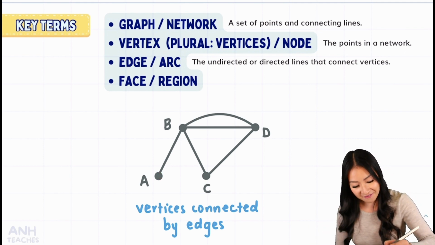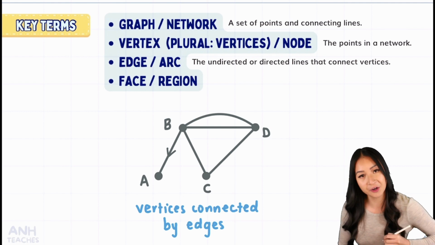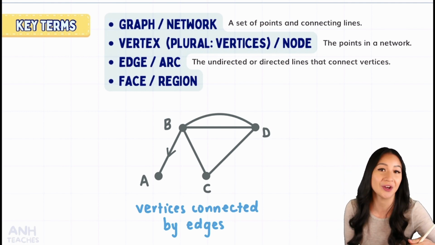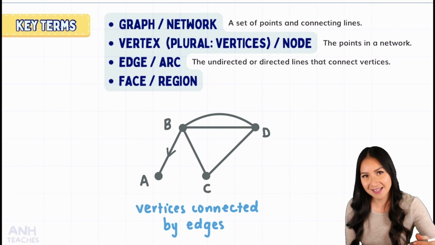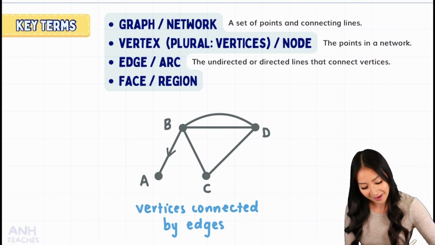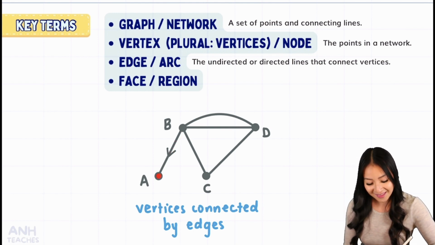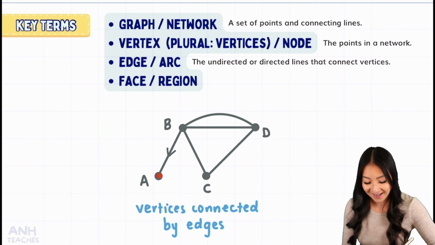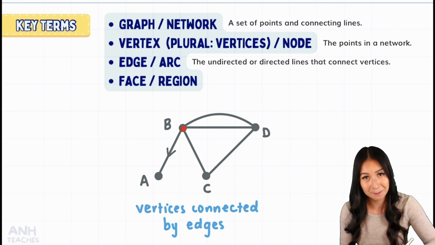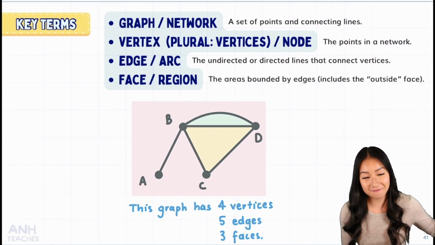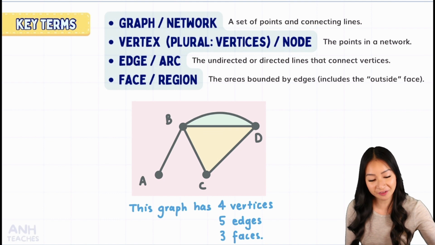However, if I add an arrow, this now becomes a directed edge, also known as an arc, and it acts like a one-way street. So I can start at vertex B and travel along this edge to vertex A. However, there is now a restriction that tells me that if I start at A, I can't travel along this edge back to B.